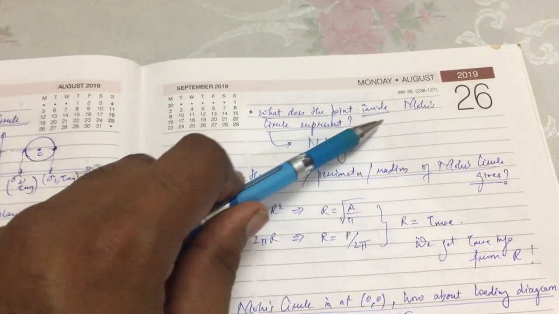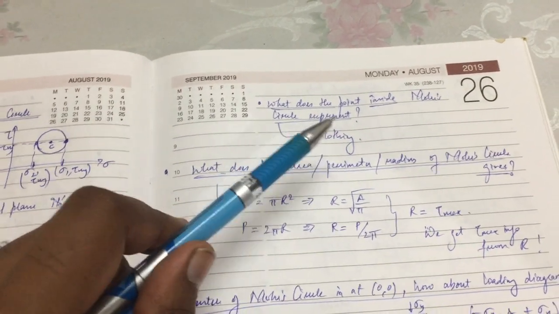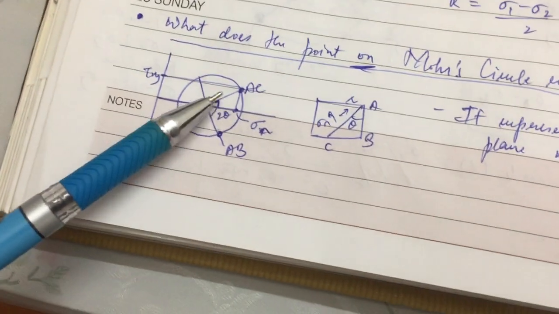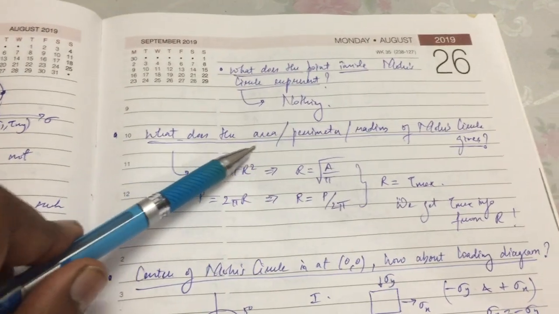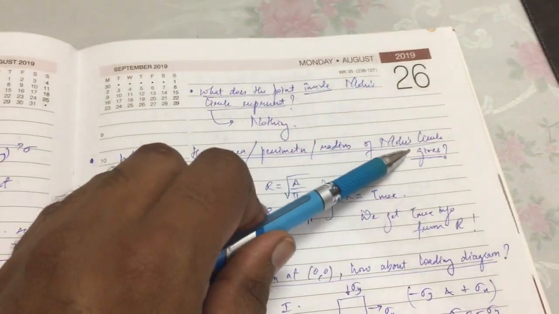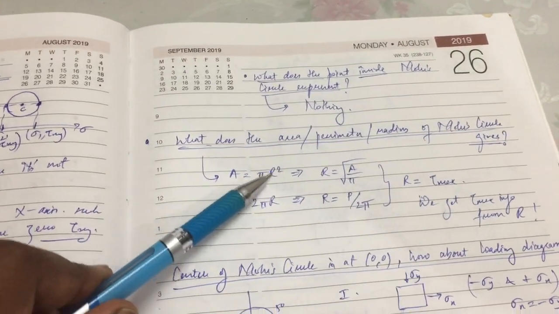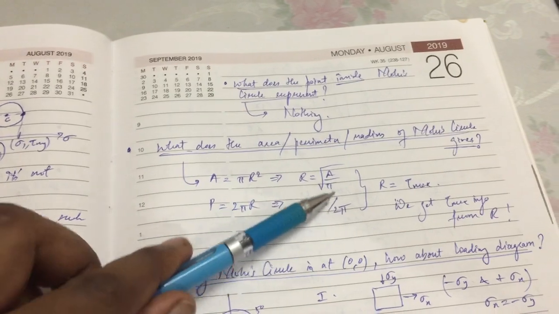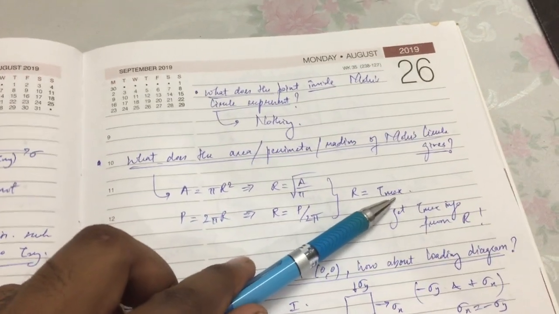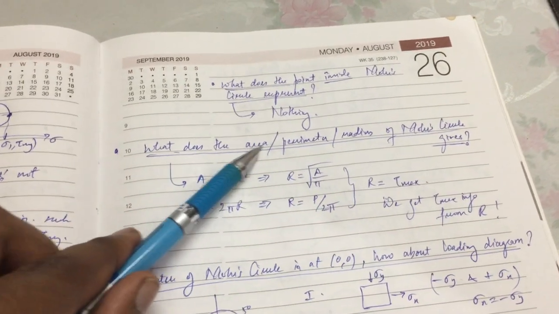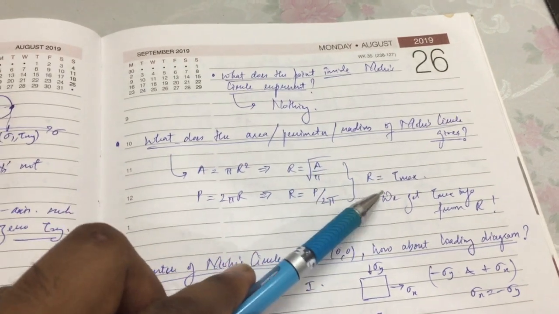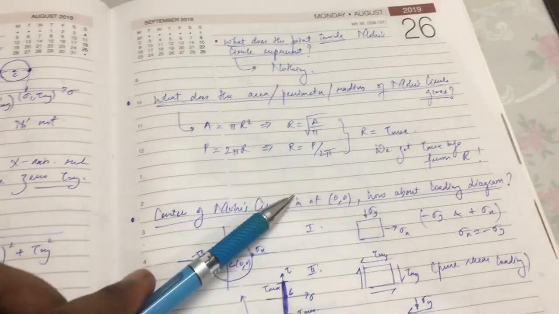What does a point inside the Mohr circle represent? Nothing. Inside the Mohr circle, it doesn't represent anything. It is meaningless. What does the area, perimeter or radius of the Mohr circle give? If you have the area or perimeter, from this we can calculate the radius, and we know that the radius of the Mohr circle is nothing but the maximum shear stress. So from the area, perimeter and radius, we can calculate the maximum shear stress of the material.